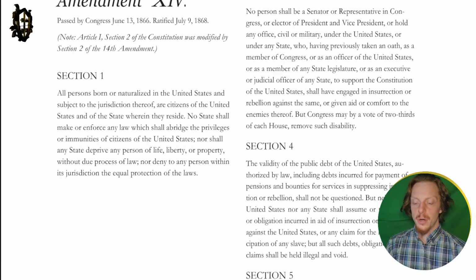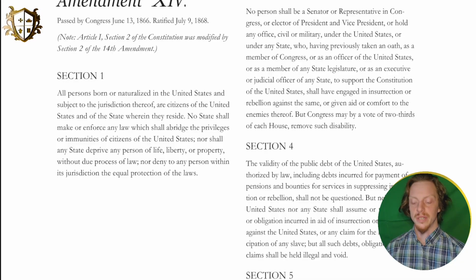Section 1 says, all persons born or naturalized in the United States and subject to the jurisdiction thereof are citizens of the United States and of the state wherein they reside. No state shall make or enforce any law which shall abridge the privileges or immunities of citizens of the United States, nor shall any state deprive any person of life, liberty, or property without due process of law, nor deny to any person within its jurisdiction the equal protection of the laws.